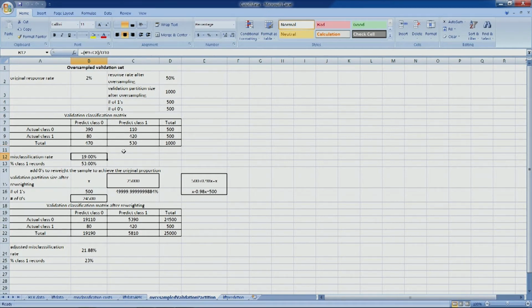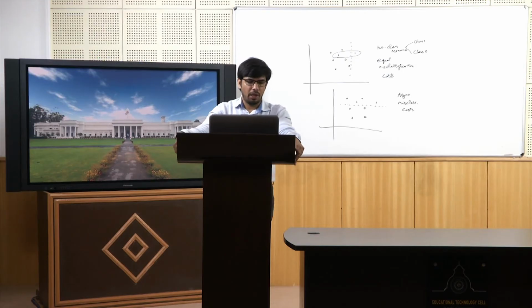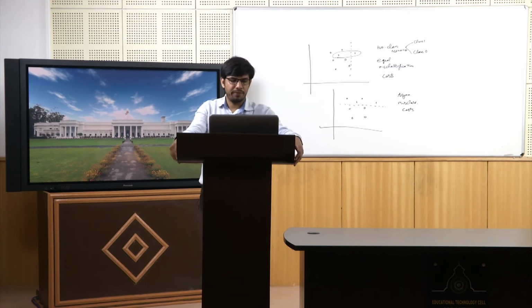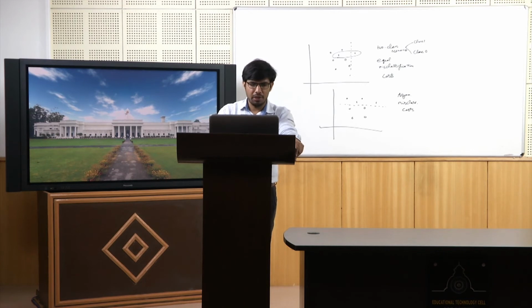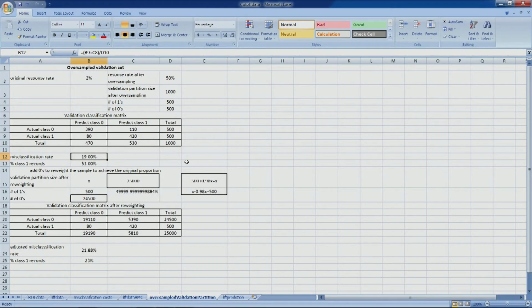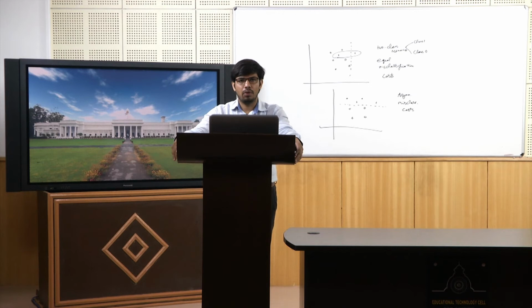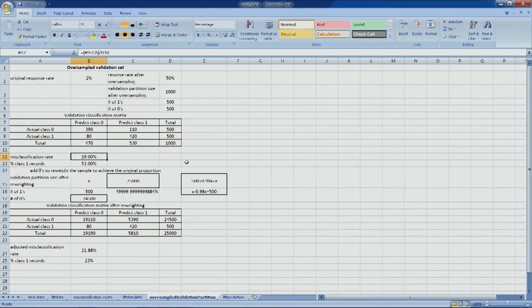If you want to compute the misclassification rate, as we have discussed before, the off diagonal elements, that is 80 and 110, are divided by the total number of records. That gives us the misclassification rate, which is 19%. So when we do oversampling, this is the misclassification rate that we get, but this is on the oversampled validation partition, so it is going to be slightly less than what could have been there in the regular data set scenario. If you look at the percentage of class 1 records, you can compute this also. It comes out to be 53%, so 53% of records have been classified by the model as belonging to class 1.